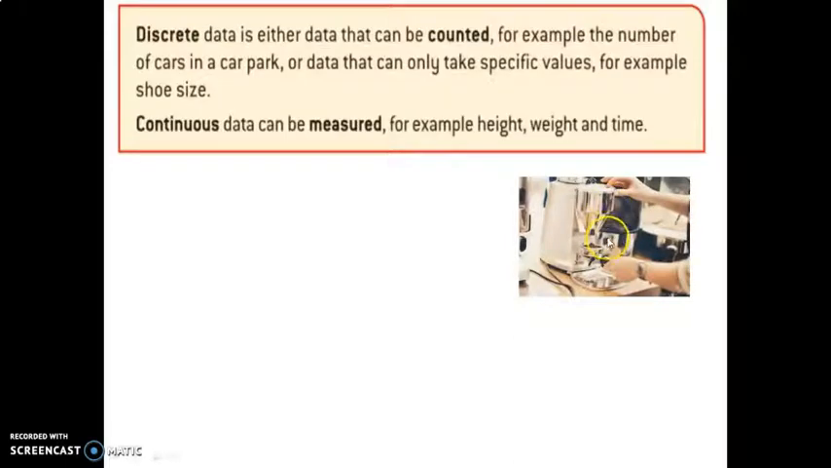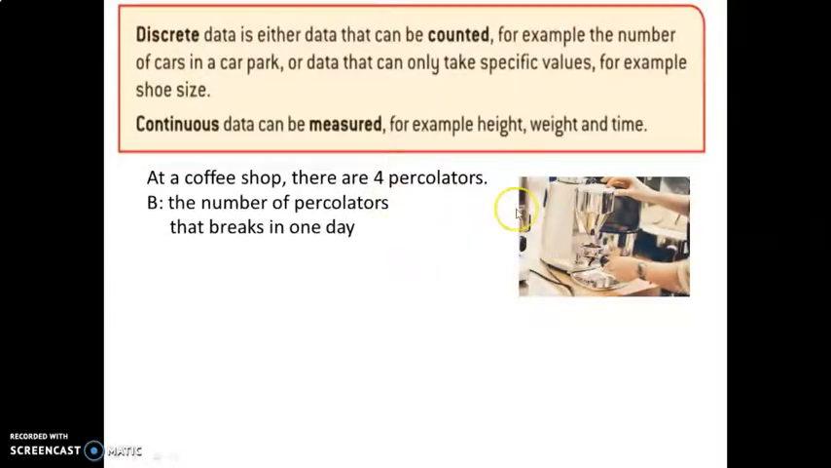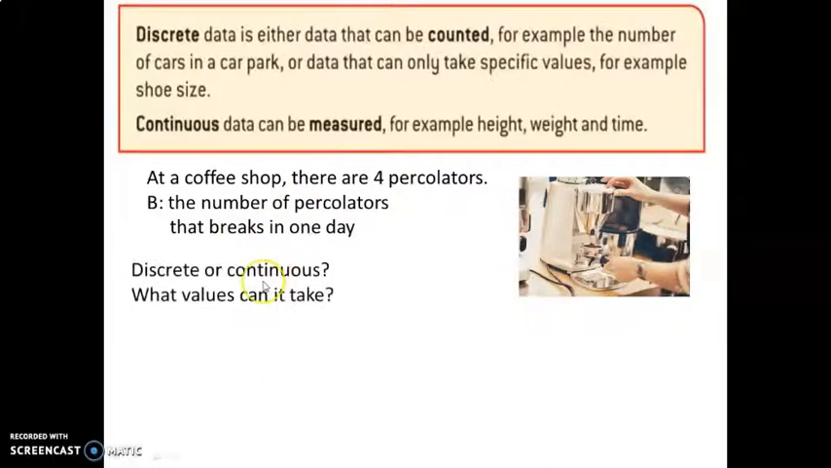Okay, so here's an example. At a coffee shop, there are 4 percolators, these machines for making coffee. Let's let random variable B represent the number of percolators that break in one day. Is this a discrete or continuous variable? It's definitely discrete because you can only have a specific value of broken percolators. So what values can this discrete random variable take? Well, B can be 0 broken percolators, 1, 2, 3, or all 4 break in one day. So there's a set of possibilities and you can see it's discrete.